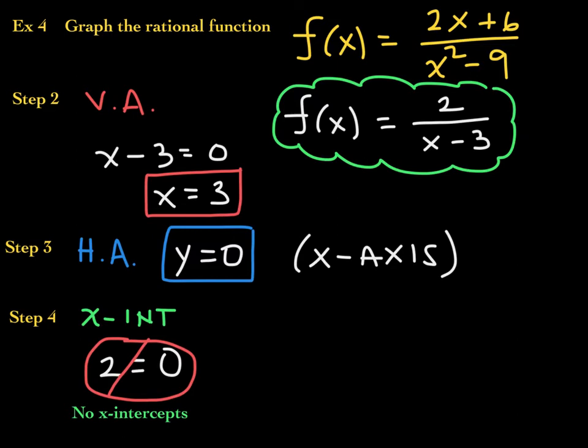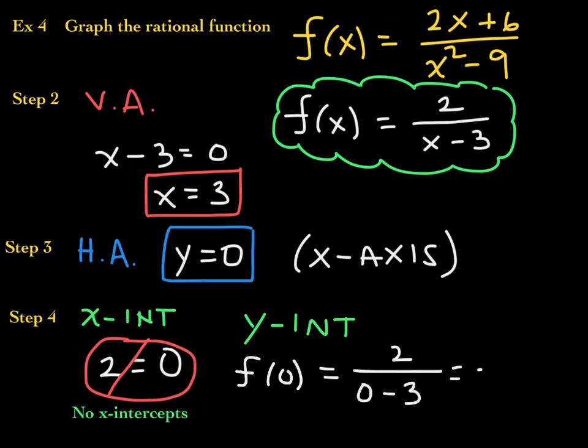All right, now let's find the y-intercept. Now remember, the y-intercept is always found by plugging in 0 for x. So I'm going to do f of 0. Now the numerator is fixed at 2. The denominator would be 0 minus 3, so this would be negative 2/3. So the y-intercept is 0, comma, negative 2/3. That's the one and only y-intercept.